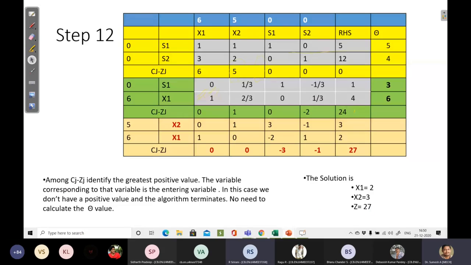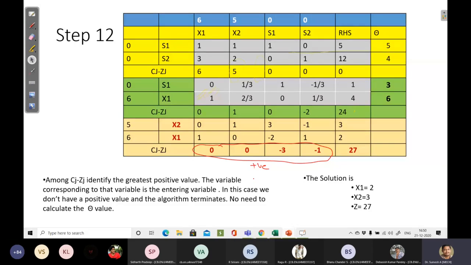Even in this problem, we are getting -3, -1, but we are terminating because we are searching for the maximum case, sir. We are looking at this last row, and there is no positive value here. That is the reason why we are terminating.